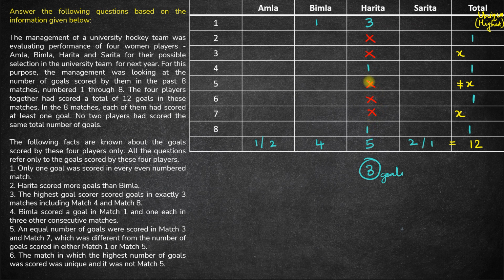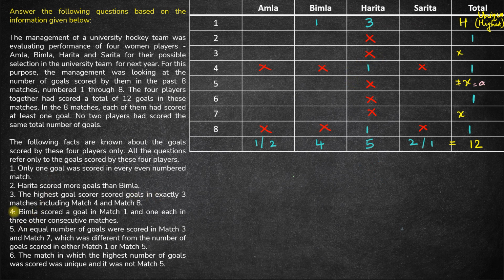Okay. Now that we know in 8th match only 1 goal has been scored total, and that is scored by Harita. That means A, B, S will not score in this match. Similarly, in match 4, A, B and S will not score, right?